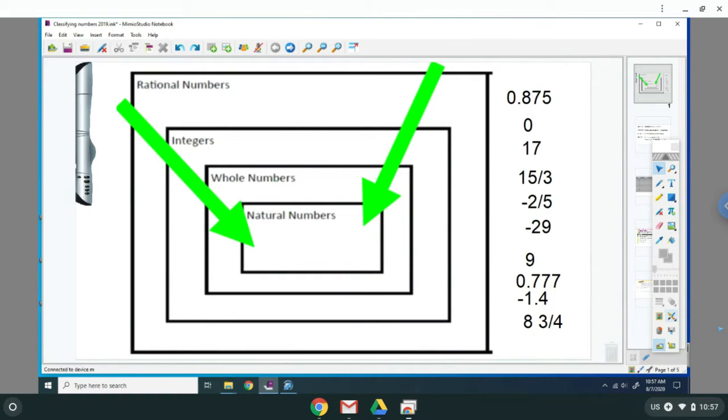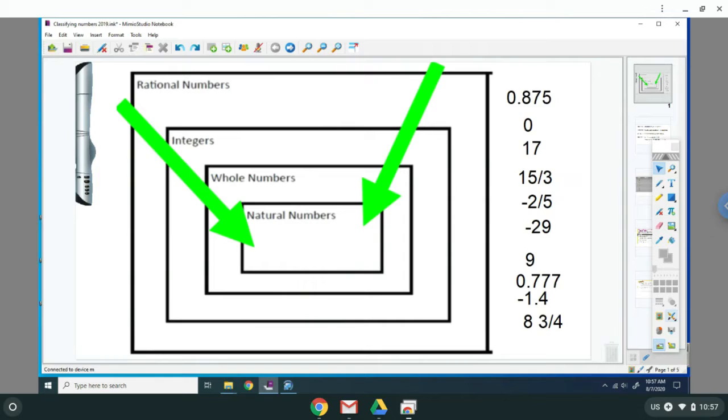So this is classifying numbers. We're going to be classifying rational numbers. And you actually learned about this in sixth grade. Rational numbers are every number that you've known so far in your entire life. Rational numbers are fractions, decimals, integers, whole, and natural numbers.